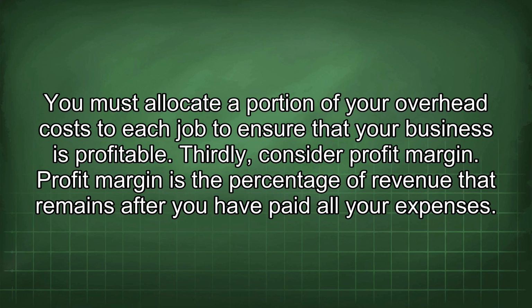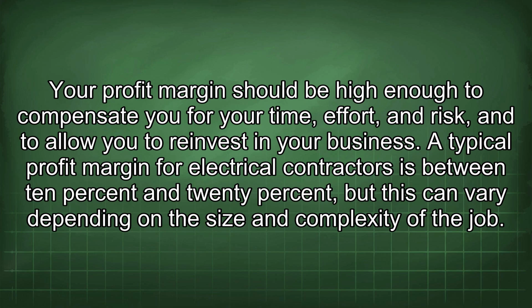Profit margin is the percentage of revenue that remains after you have paid all your expenses. Your profit margin should be high enough to compensate you for your time, effort, and risk, and to allow you to reinvest in your business. A typical profit margin for electrical contractors is between 10% and 20%, but this can vary depending on the size and complexity of the job.